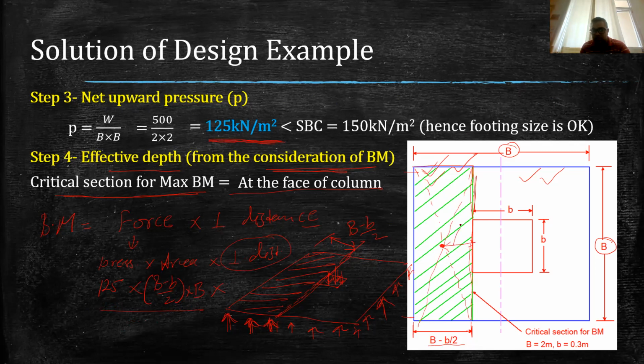So this distance will be b minus b by 4. So this is how we calculate the bending moment at critical section. Force into perpendicular distance. Because we have only one force in the form of pressure, net upward pressure, therefore it is very convenient to consider LHS in this case.